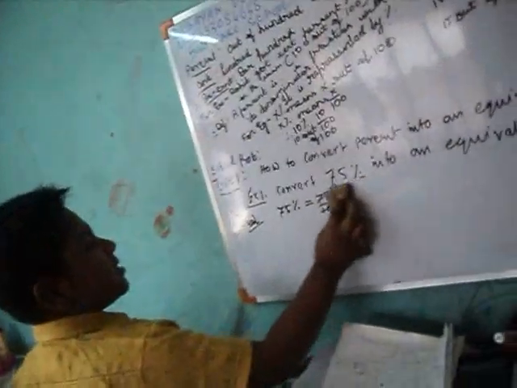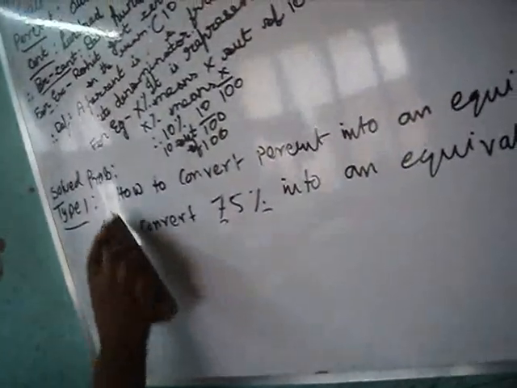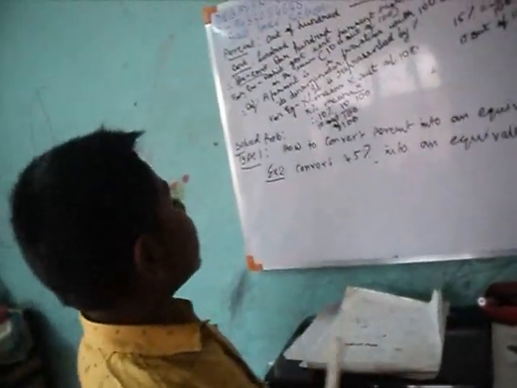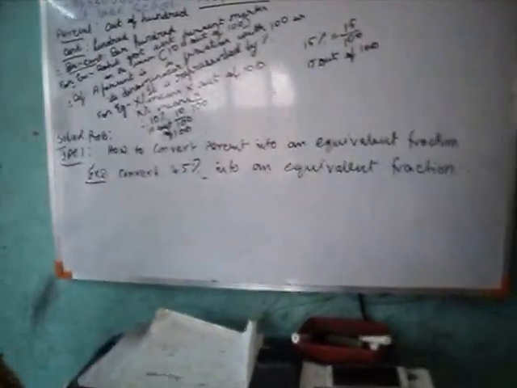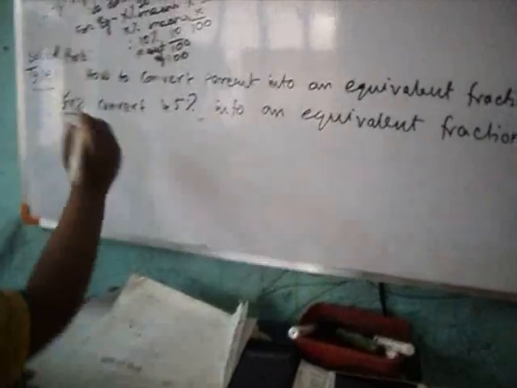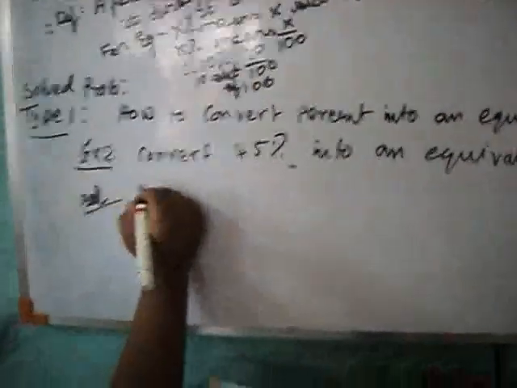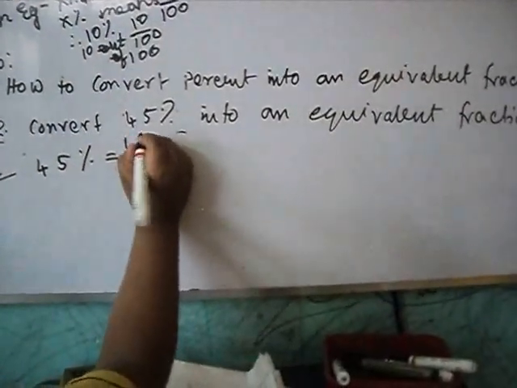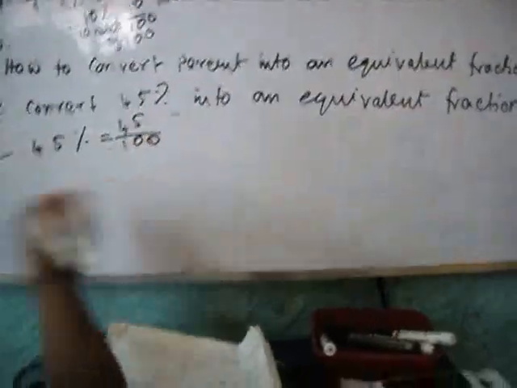Let's move on to our next sum. Example 2, convert 45% into an equivalent fraction. So, solution, 45% is equal to 45 by 100. Now we are going to cut it with 9.